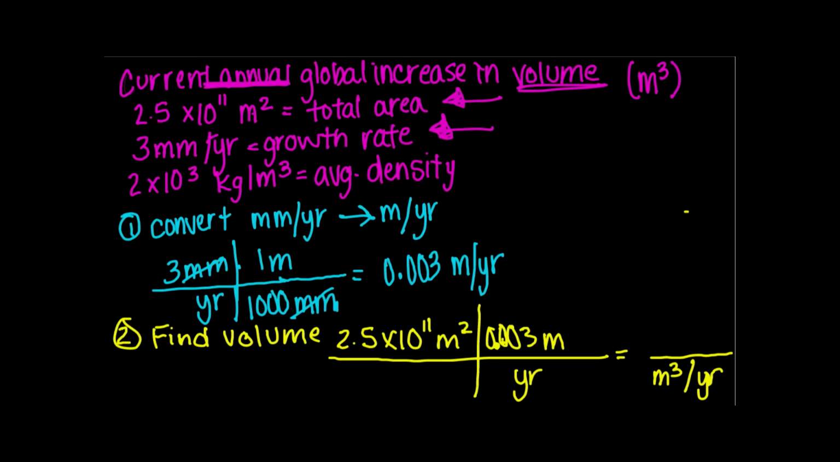Okay. So if I multiply these together, I'm going to get 7.5 times 10 to the 8th. And that's going to be my volume. Okay. Now it wants the global increase in mass. Okay, and so to get the global increase in mass, let me go to the next page. So what did we want? We wanted the global increase in mass. Write that down.